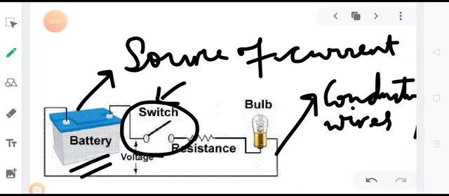And lastly, the path will be continuous only when the material used for making that path is a good conductor of electricity. So we require wires made up of conducting materials. So these three are the essential components of any electric circuit.